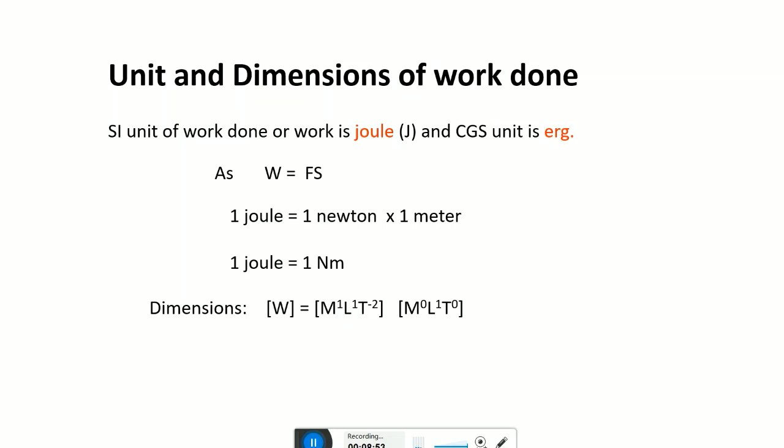So W is equal to dimensions of force, M1 L1 T minus 2. Similarly, dimensions of displacement, M0 L1 T0, which is equal to dimensions of work done, M1 L2 T minus 2.